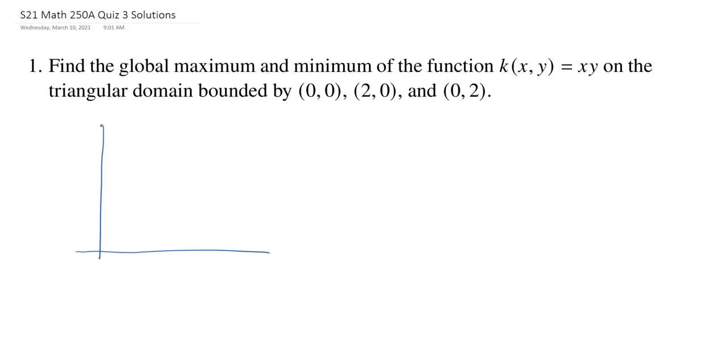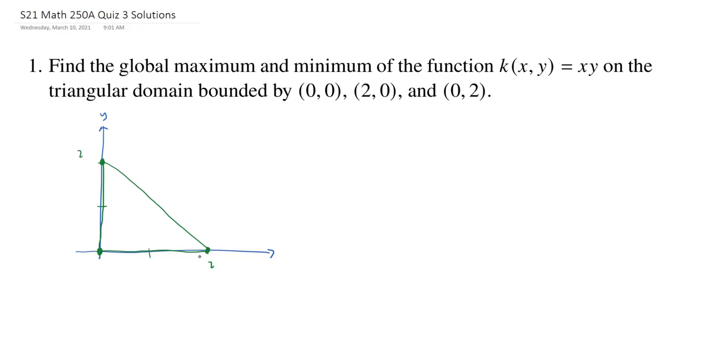So let's see here. We have the point 0, 0. And then we go to 2, 0. And then 0, 2. And we want a triangular region bounded by these 3 points. So we can connect up these dots.